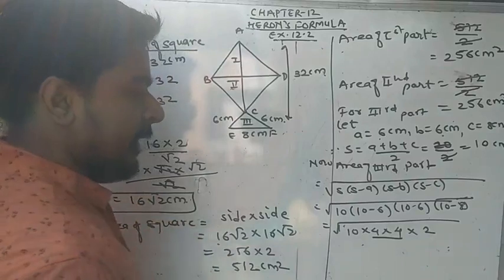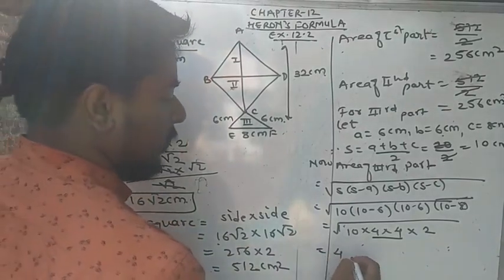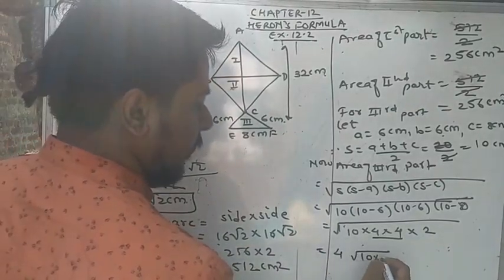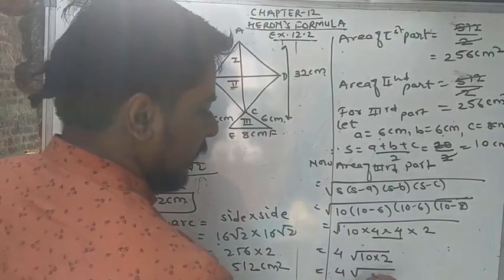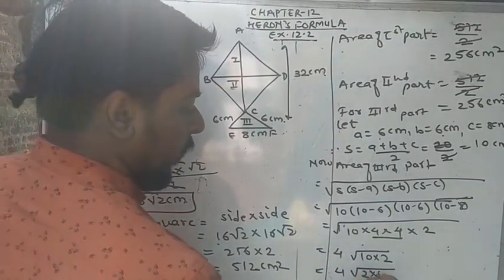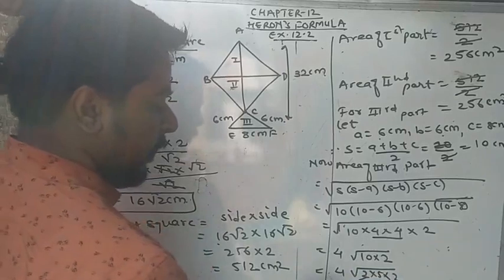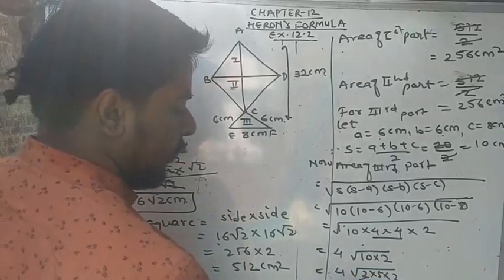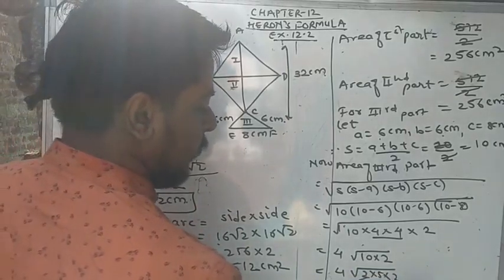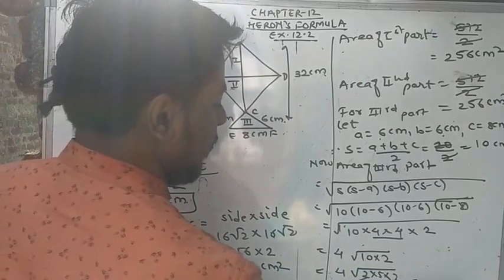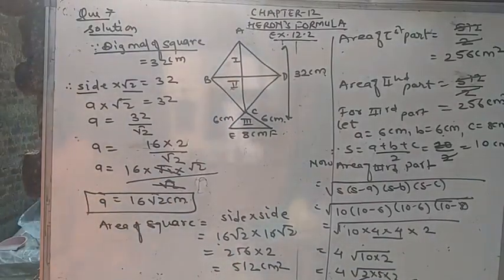The pair of 4 exists in the square root, so 4 will come outside and it will be 10 multiplied by 2. So we can write 10 as 2 into 5, into 2. Again the pair of 2 will exist, so 4 multiplied by 2 under root of 5, that is equal to 8 root of 5 centimeter square. It is the area of the third part.